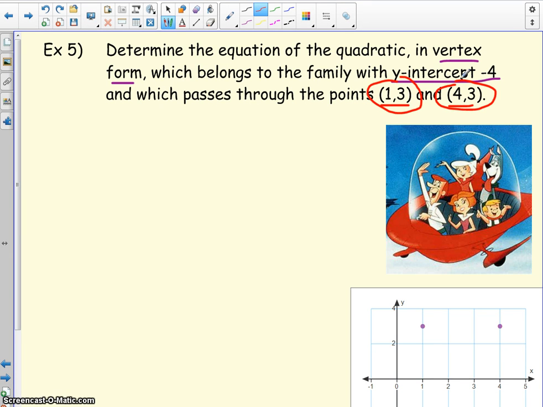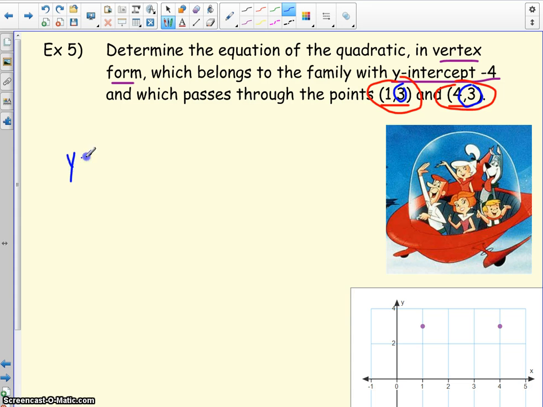Because normally, if I gave you the vertex, you could create vertex form. If I gave you the zeros, you could create factored form. And I've given you none of those, but I have given you 2 points that you'll notice have the exact same y value of 3. Okay, so I can try and create partially factored form based on that.